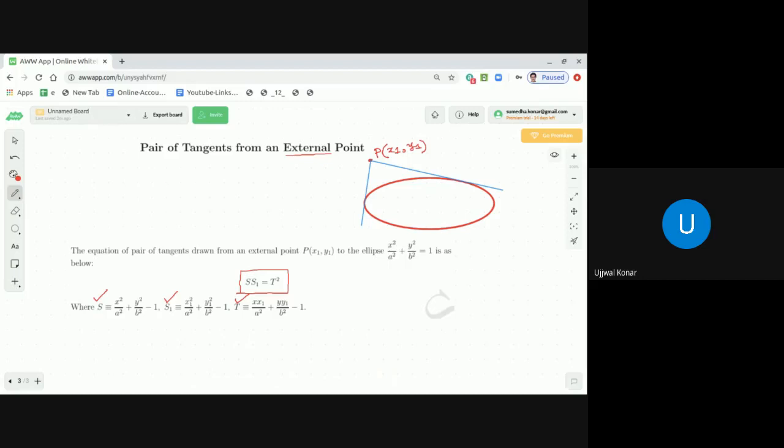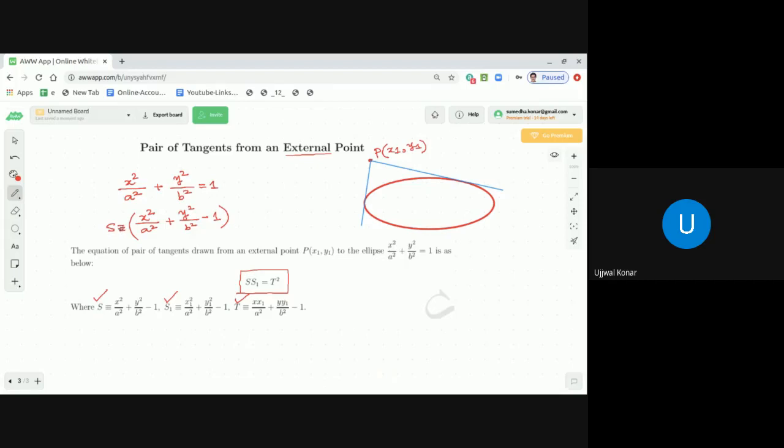I want to spend some time here, dear students. If you see, the equation of the ellipse is x square by a square plus y square by b square equal to 1. That is the equation of the ellipse. Now, what is the corresponding expression? The corresponding expression becomes x square by a square plus y square by b square minus 1. That is the corresponding expression, and that expression we symbolize as S.